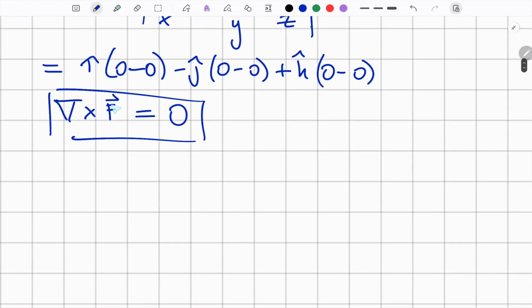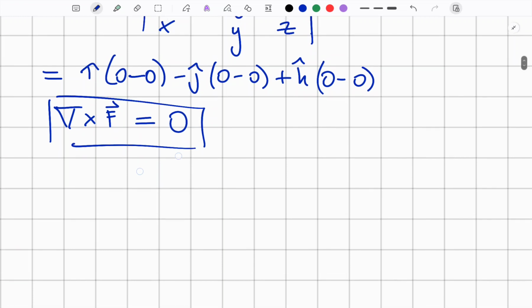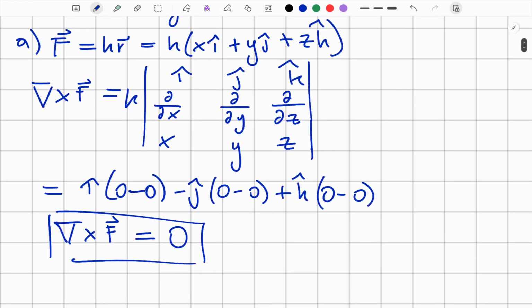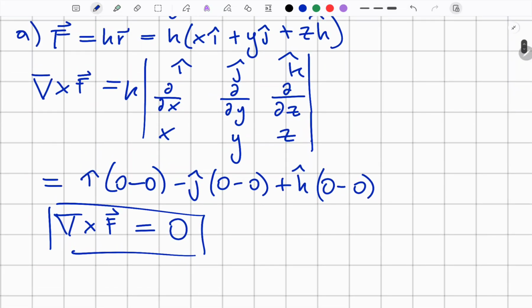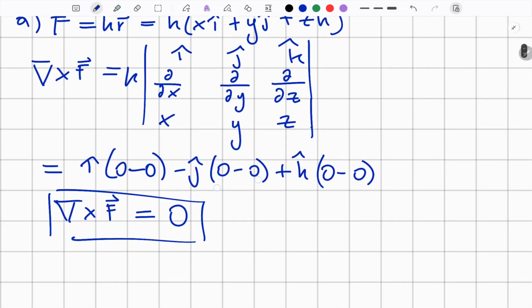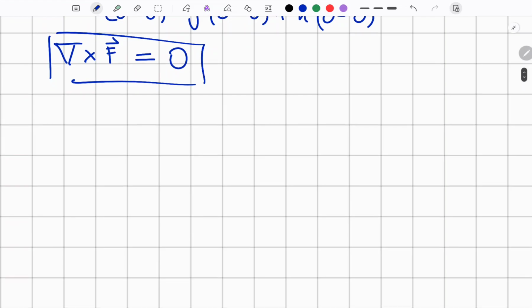This means that our force is conservative, and the vector field of this force is irrotational. That's also what that means. The curl is telling you the rotation at any point in the vector field. And this is an irrotational vector field because it's 0 at all points. And yeah, that also means that it's conservative when the curl is 0.